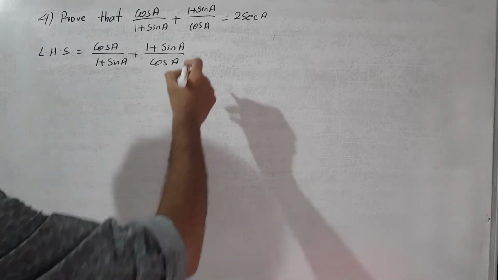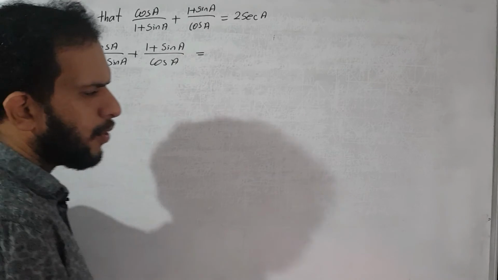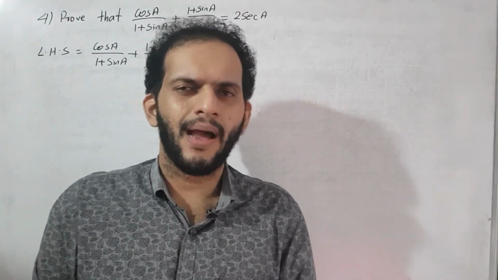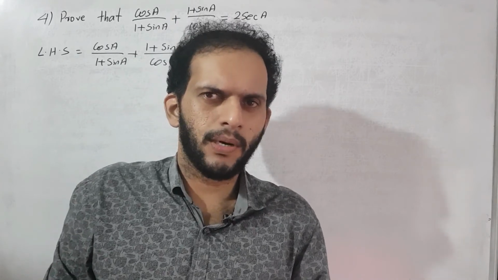So what is next? We know that for applying the identity we want to get in terms of square.